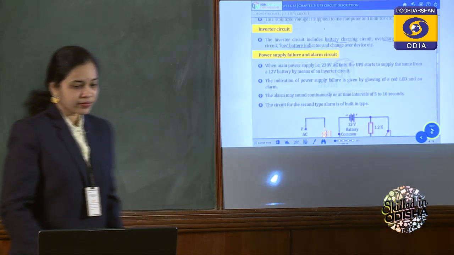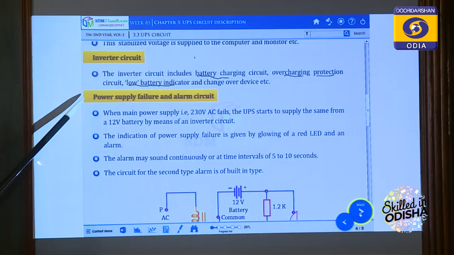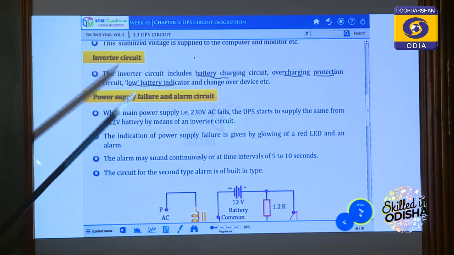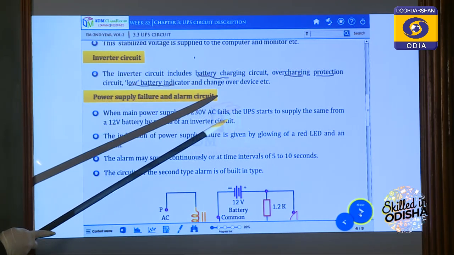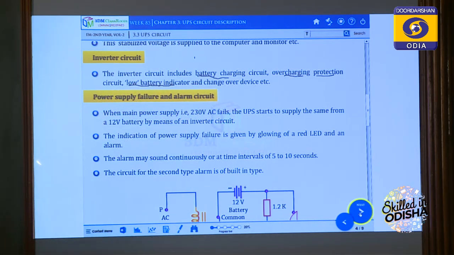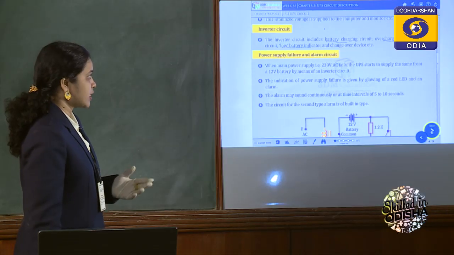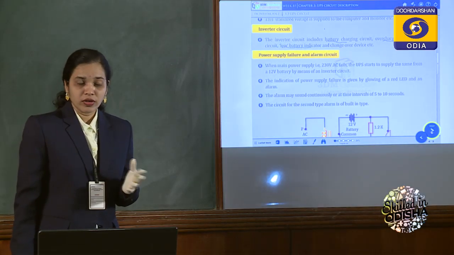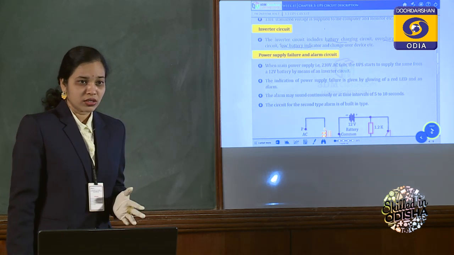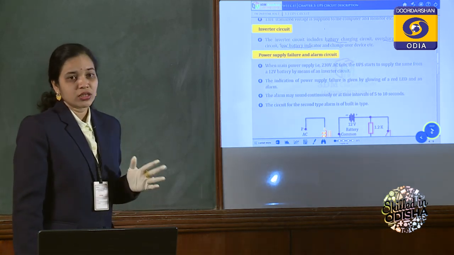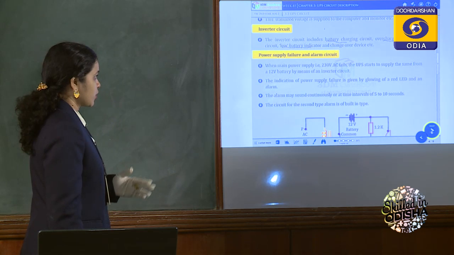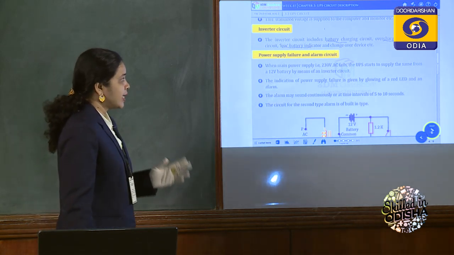Inverter circuit. An inverter circuit generally includes a battery charging circuit, overcharging protection circuit, and low battery indicator. The battery charging circuit is the one by which the battery charges. The overcharging protection circuit means that if the battery is overcharged, the charge is automatically cut off. And then there is the low battery indicator circuit.